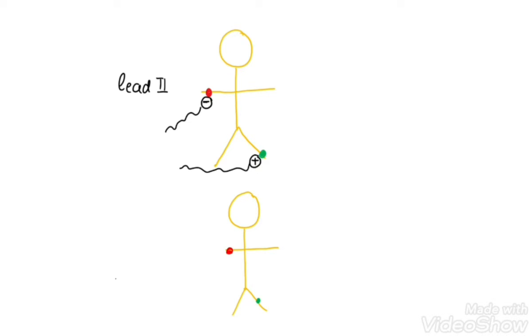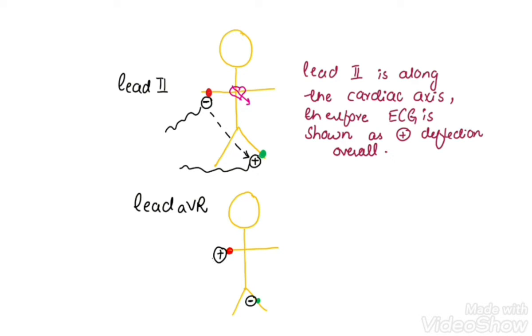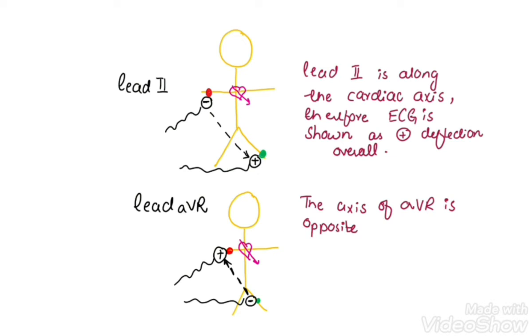So there are two leads in ECG, lead 2 and lead AVR. These two leads are exactly opposite to each other. Lead 2 is exactly along the cardiac axis, and lead AVR is exactly opposite to the cardiac axis. Therefore, when ECG is recorded, the ECG changes are positive in lead 2 and negative in lead AVR. So we'll get a positive P wave, QRS, and T wave in lead 2, whereas all these will be negative in lead AVR.